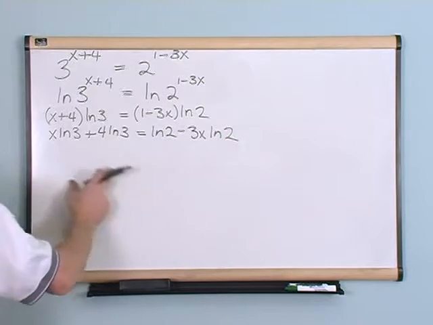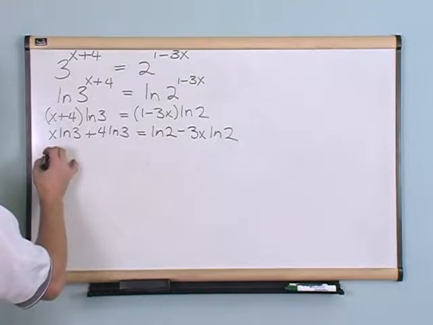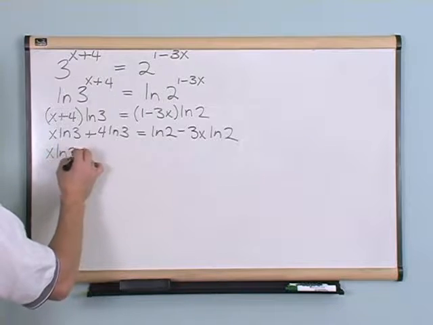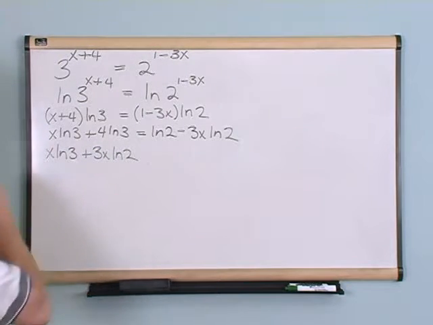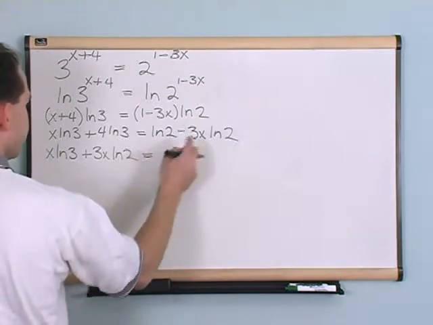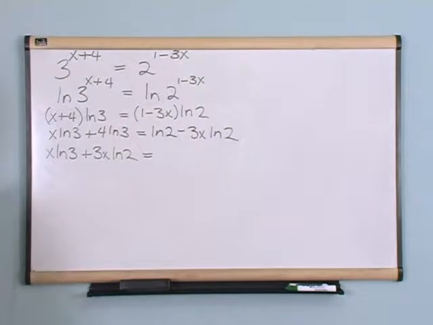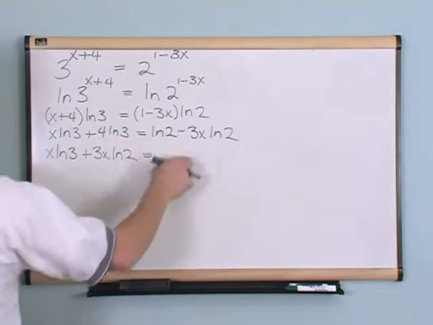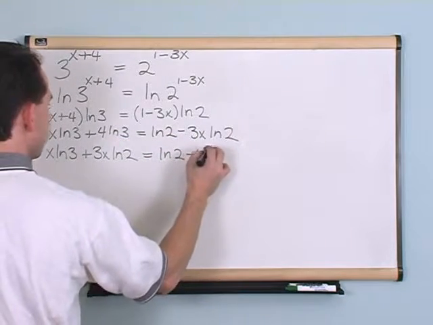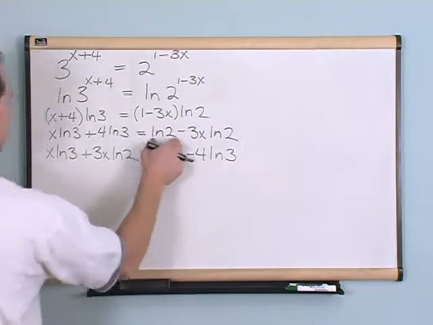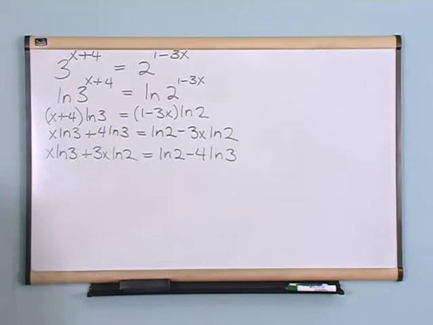Let me move this over here by adding it. So I have x times natural log of 3 plus 3x natural log of 2. All I did was add this quantity over here. Secondly, I'm going to take this quantity and subtract it to move it over here. So I'll have natural log of 2 minus 4 times natural log of 3. All I did was subtract this from both sides.